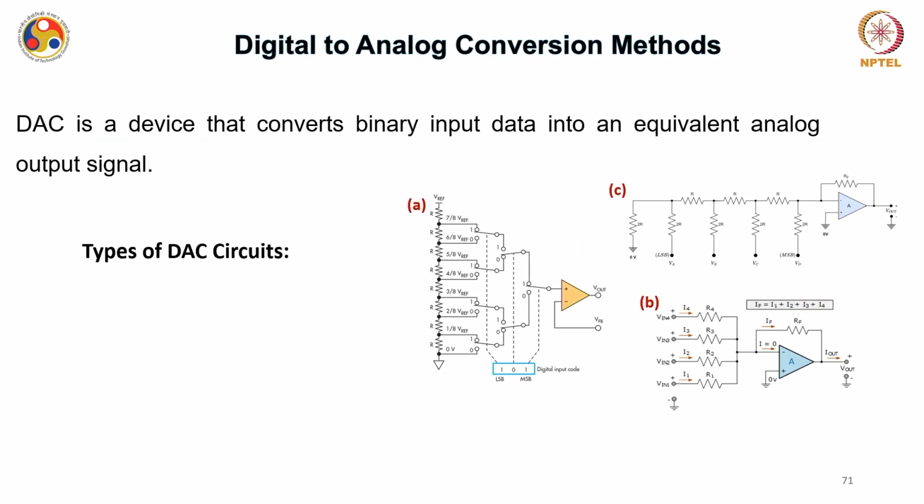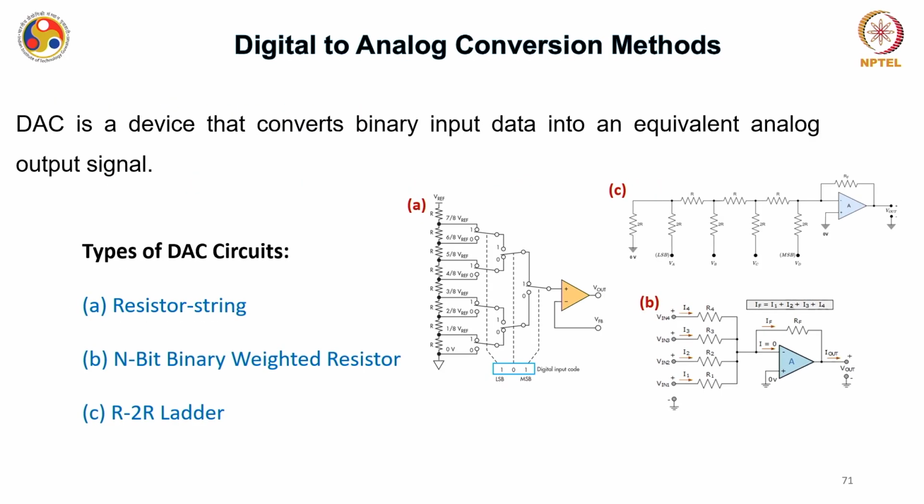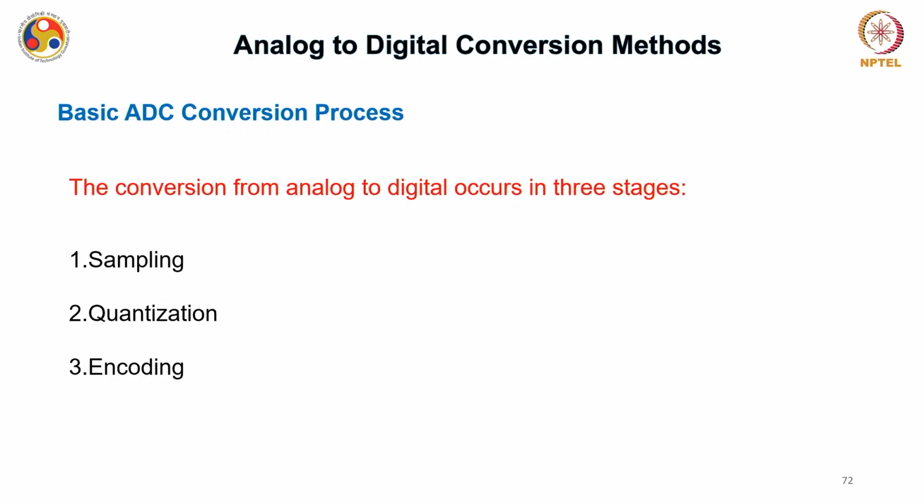For the DACs, digital to analog converters, we have found that there are three different kinds of DACs which are very important. One is the resistor string type DAC, the n-bit binary weighted resistor DAC, and the R2R ladder kind of DAC, and we have seen their operations.